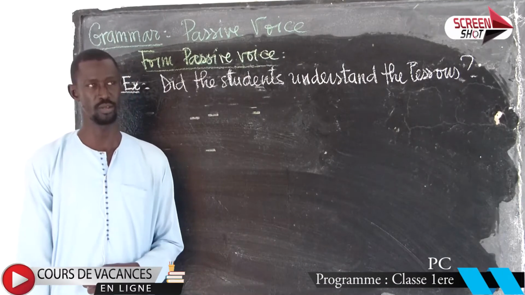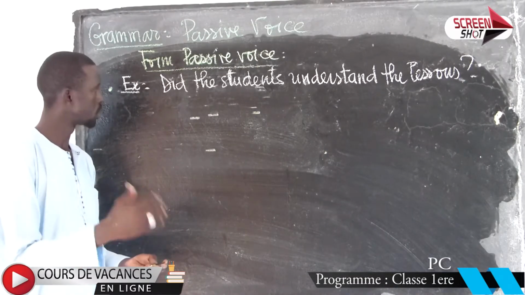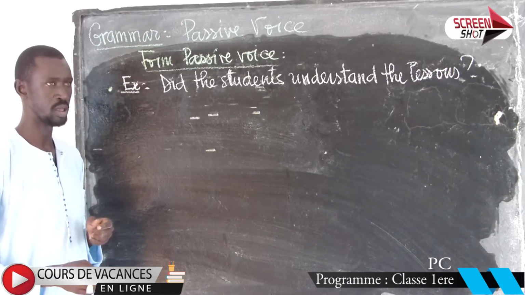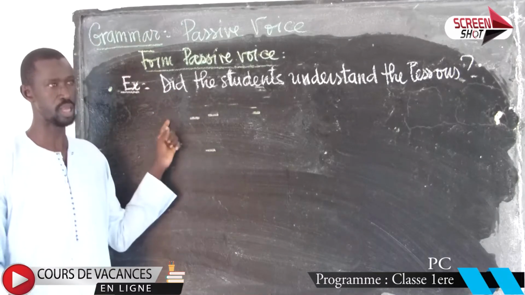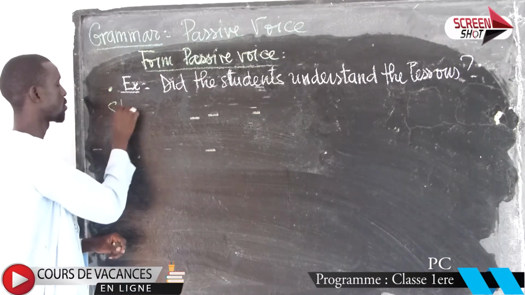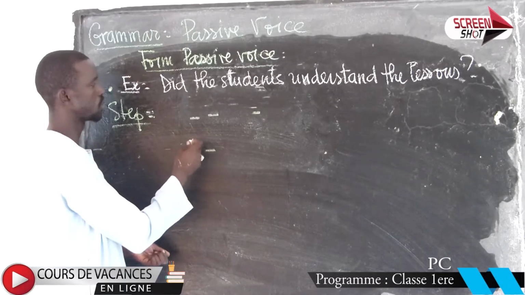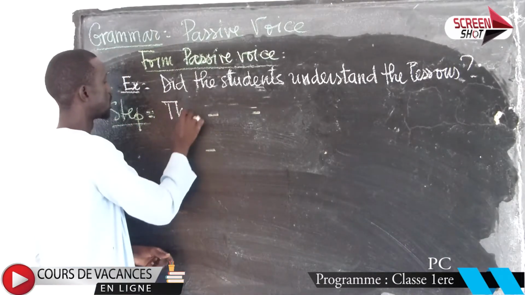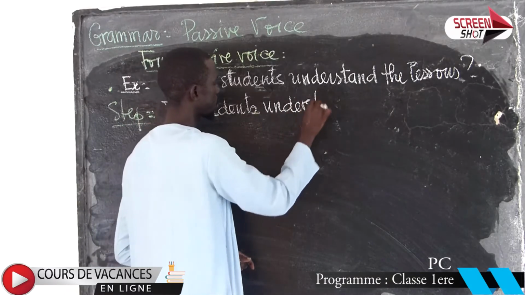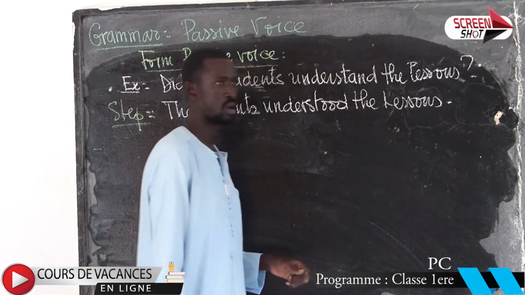How to turn the sentence into the passive voice so that it is more sure for the student to do it, by following the steps. We have to follow the steps to avoid mistakes. If you come and directly try to give the passive voice of the sentence, you can make some mistakes. So it is more sure to follow the steps. The first step you have to follow here is to turn the sentence into the affirmative form. So if we turn it into the affirmative form, it will be: the students understood the lessons.